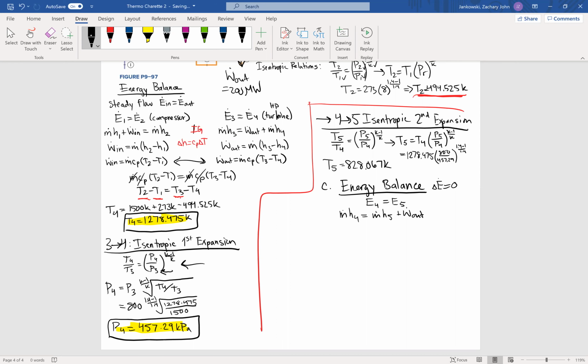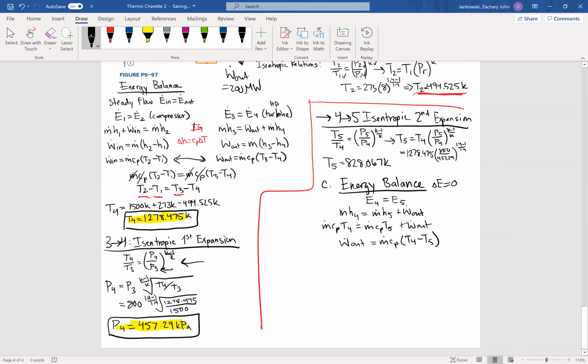Now also remembering the ideal gas assumptions with enthalpy being that it's strictly a function of temperature, we can once again break these down to be m dot Cp of T4 equals m dot Cp of T5 plus our W dot out. And when we put this in terms of our W dot out, we get that our m dot Cp of T4 minus T5 equals our power out.